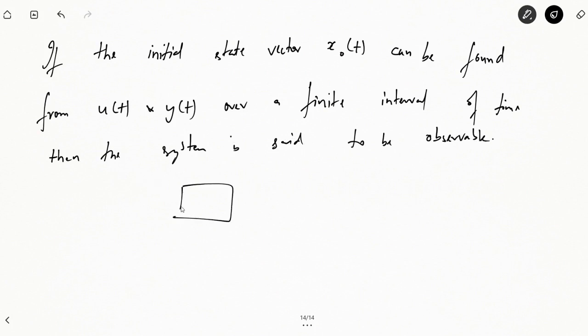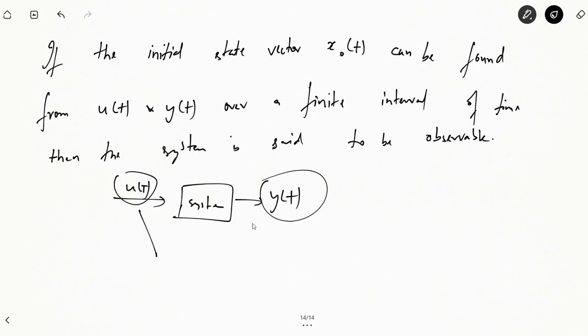Right? So you have a system here, you are giving some input, you are getting some output. So if you have the knowledge of both the input as well as the output of the system, and from the knowledge of these two, you can basically say what the states of the system will be at that particular instant of time, then the system is said to be observable. And now how to determine observability?